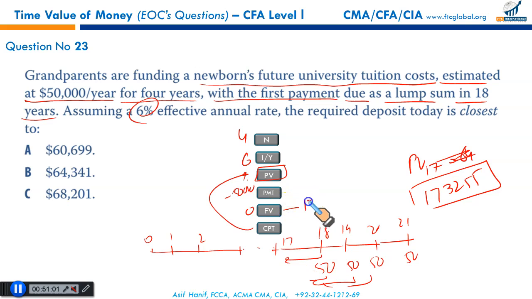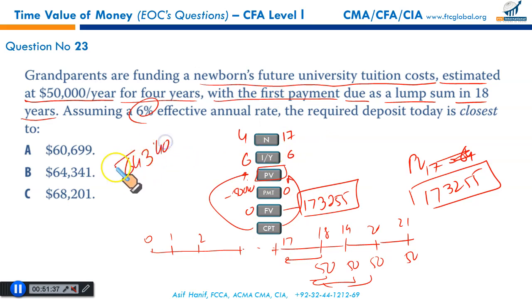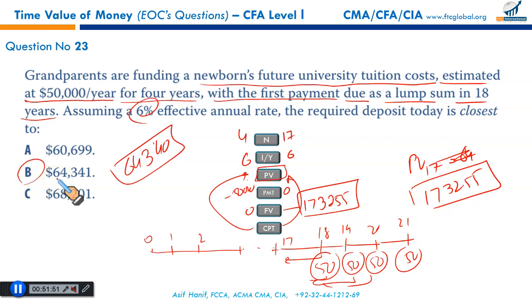Now, this is what we need at the end of year 17. This is the future value for us now, 173,255, right? We need to calculate what should be the present value to be invested right now. So there is no regular payment, 0. How many years are involved? The periods involved are 17. Interest rate per period is 6. We have to calculate the present value of investment, CPT, PV. You will input all the data and you will get your investment to be made right now. 64,340 if invested now will accumulate to 173,255 at the end of year 17, and this amount would be sufficient to pay $50,000 in the next 4 years, and that makes B your correct option.